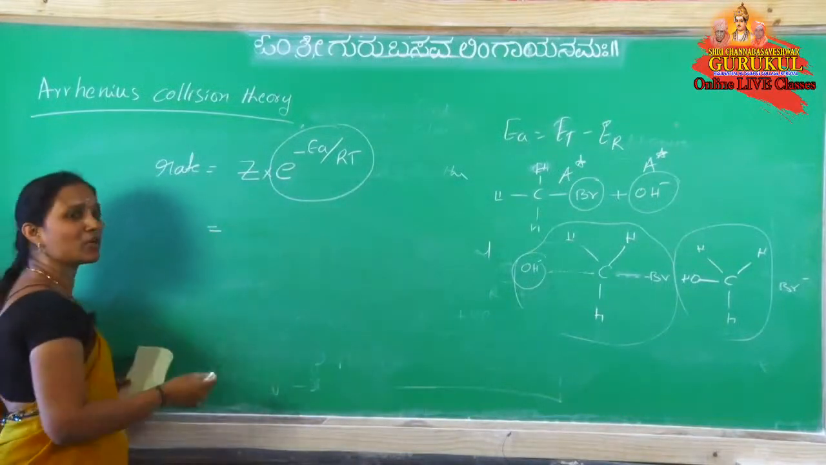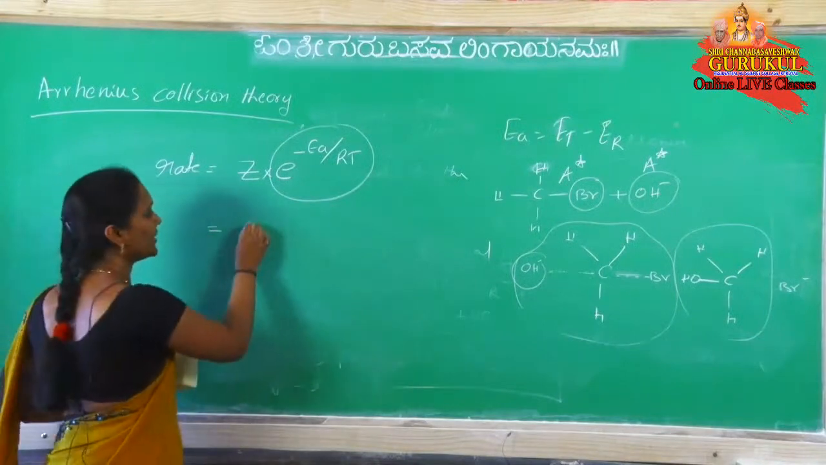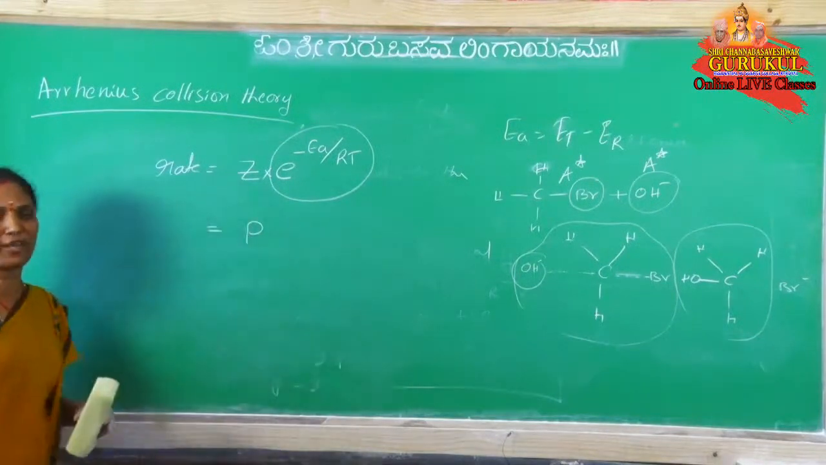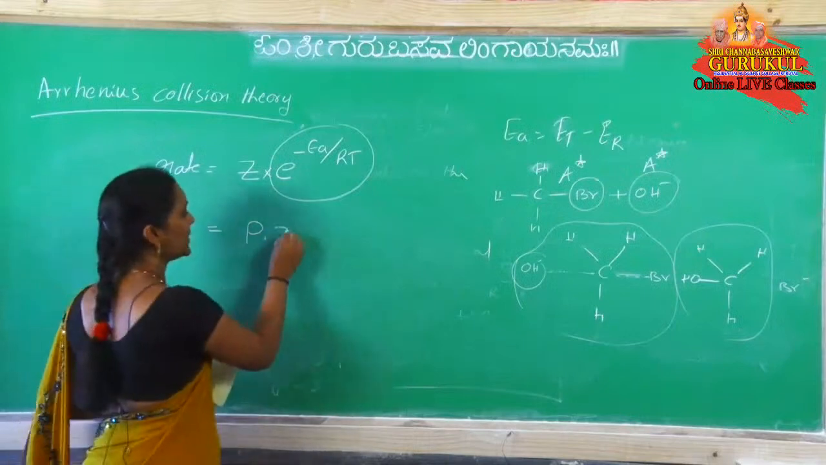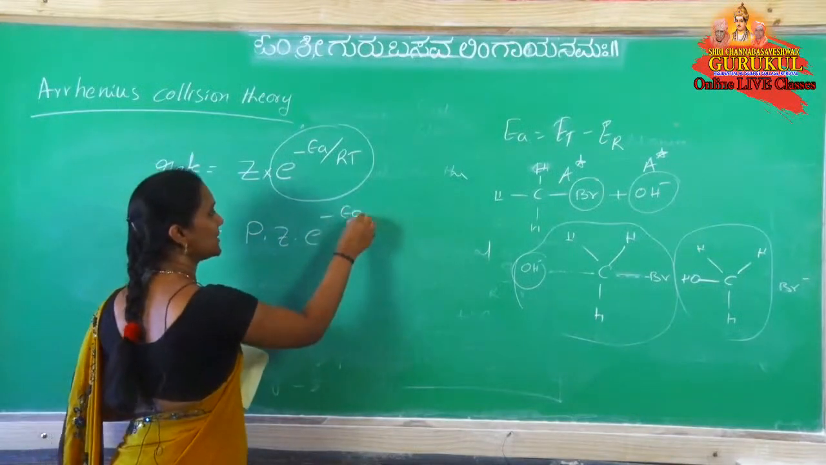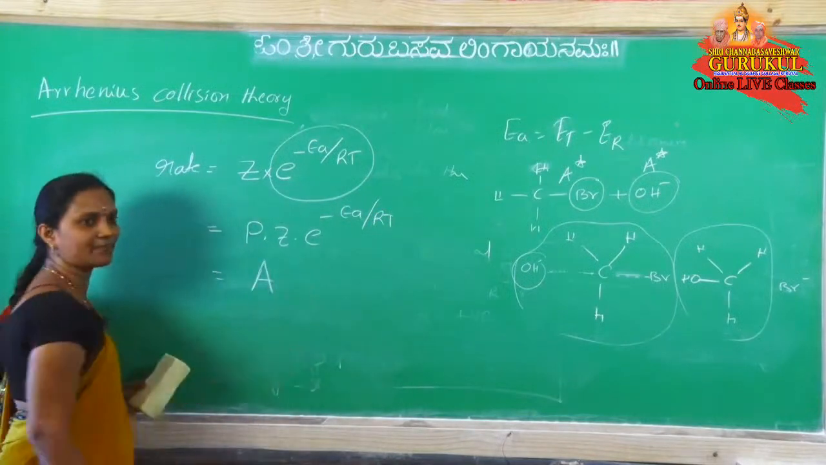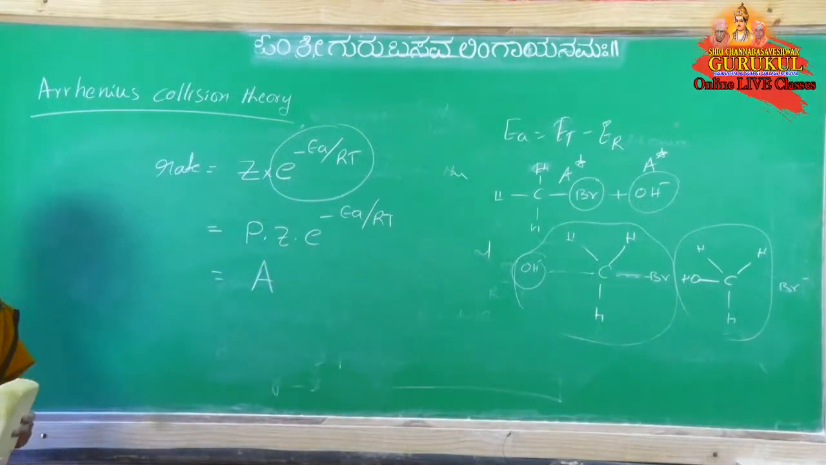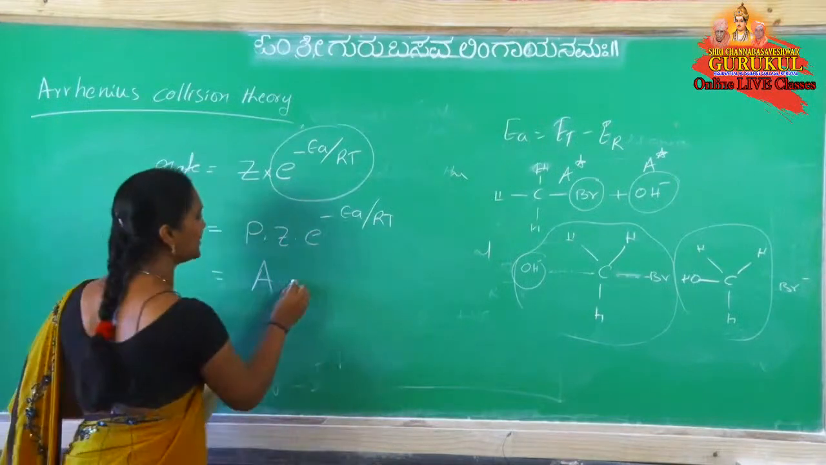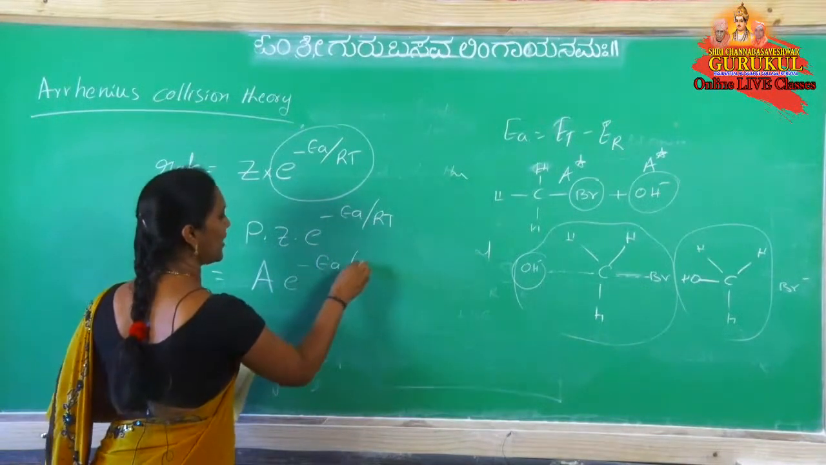But this also depends on the orientation of the molecule. Orientation is also required. So the orientation factor is represented by P. So rate is P into Z into e power minus Ea by RT. This P and Z combined, Arrhenius gave as A. Now this is the Arrhenius factor, A e power minus Ea by RT.